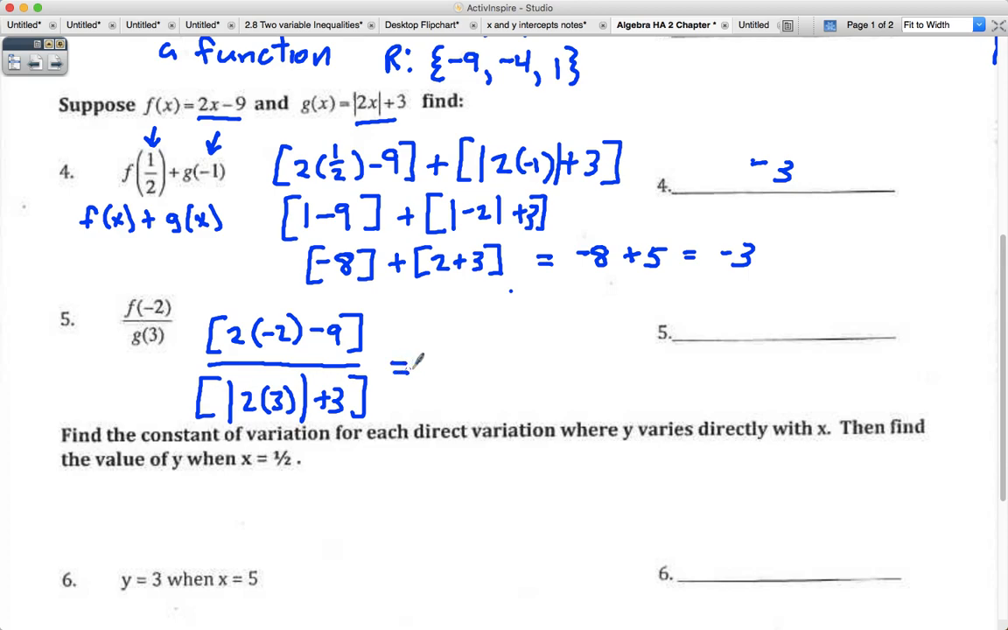I'll evaluate the numerator, then the denominator. 2 times negative 2 is negative 4 minus 9, divided by the absolute value of 2 times 3 is 6 plus 3. Negative 4 and negative 9 is negative 13 over absolute value of 6 is 6. So we have 6 plus 3 is 9. So it is negative 13 over 9.